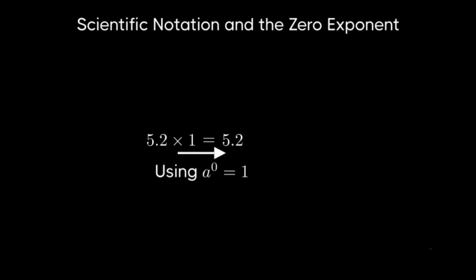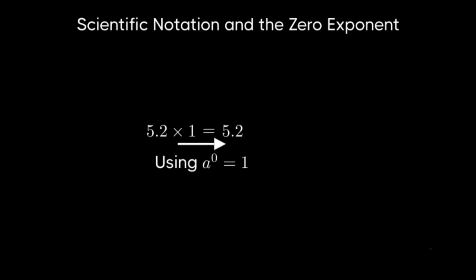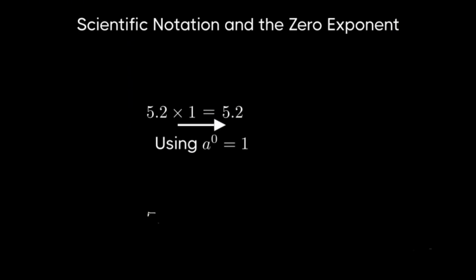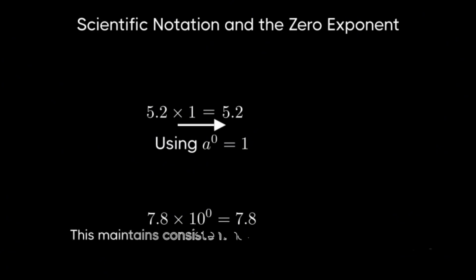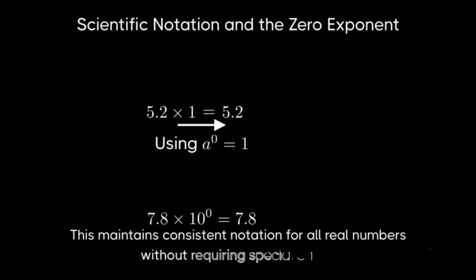This simple property, that a raised to the power of 0 equals 1 for any non-zero a, creates a beautiful consistency in our number system. Without it, scientific notation would require special cases for numbers between 1 and 10. This pattern works identically for all numbers. Take 7.8, for example. We can write it as 7.8 times 10 to the power of 0, which equals 7.8, since 10 to the power of 0 equals 1. The zero exponent provides a seamless way to represent any number in scientific notation.